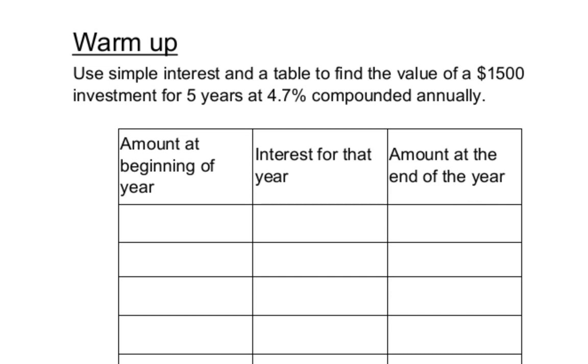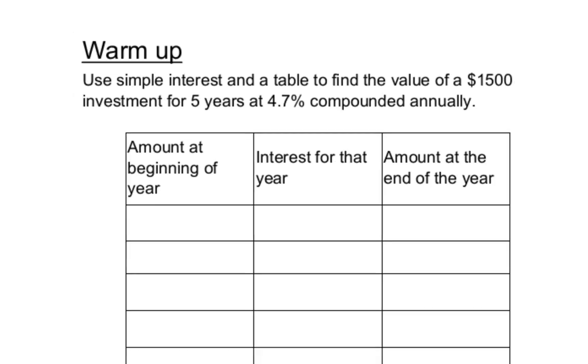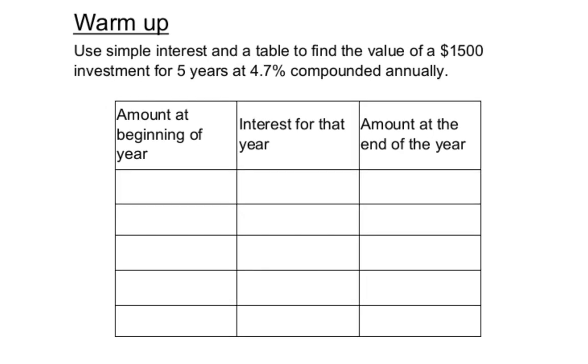For warm-up, I'd like you to do this problem here. You'll notice that you start with $1,500 and you're going to show me the compound interest of 4.7% compounded annually. So remember that the following happens. P goes in the first column.